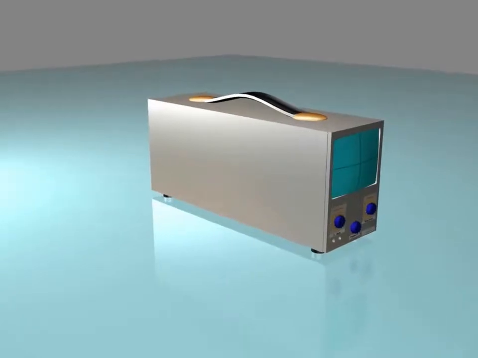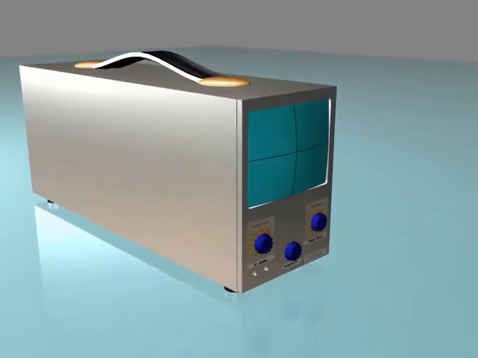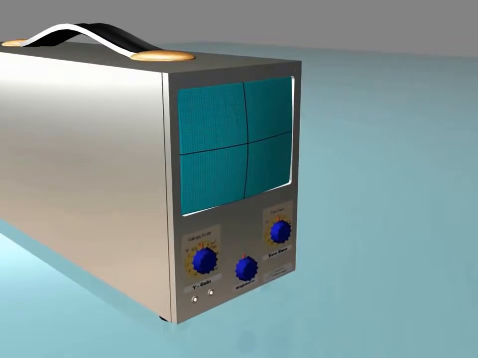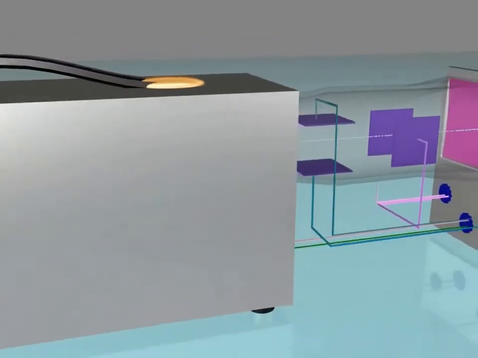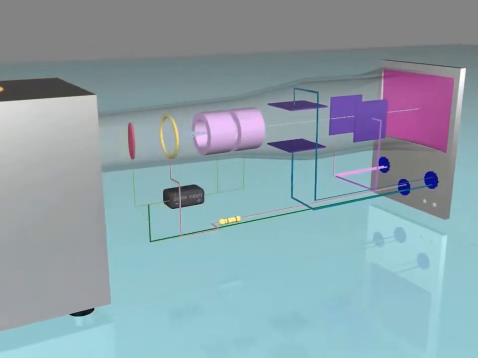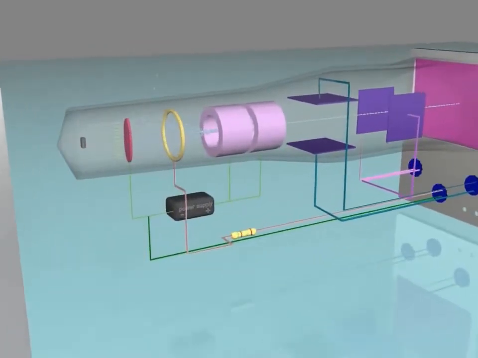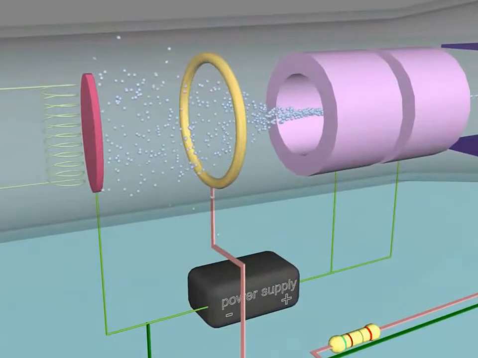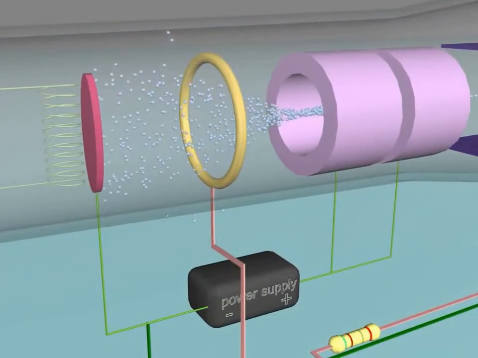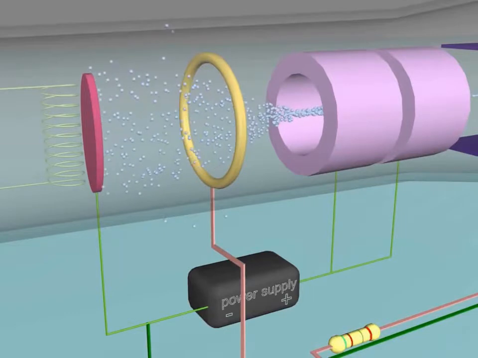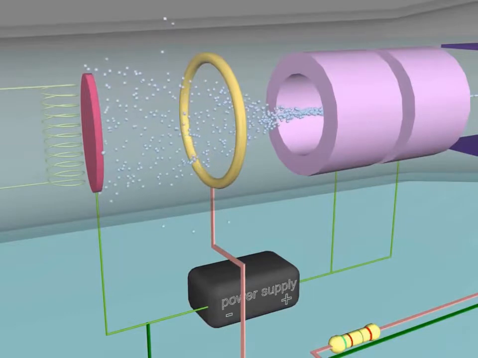Some modifications are made to the cathode ray tube to invent the cathode ray oscilloscope (CRO). The cathode ray oscilloscope is built up of three main parts. The first part, which looks like the cathode ray tube but with a few changes, is named the electron gun. This part produces electrons by the property of thermionic emission.